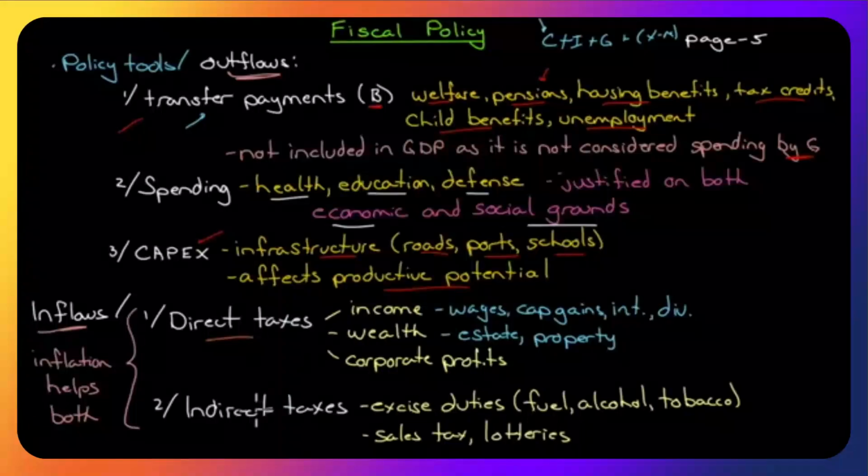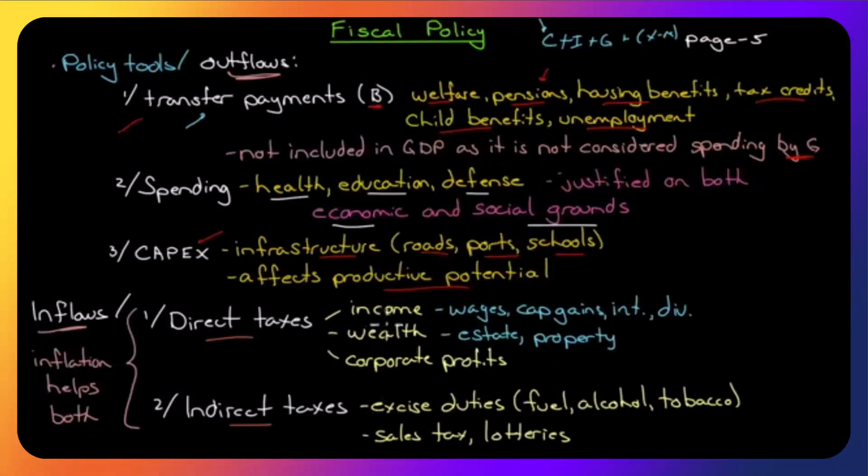Inflows: direct taxes and indirect taxes. Direct taxes: income, wealth, and corporate profits. Income tax on your wages, on capital gains, interest, and dividends. Wealth tax on estate and property. Your property tax, you pay that. And corporate profits.